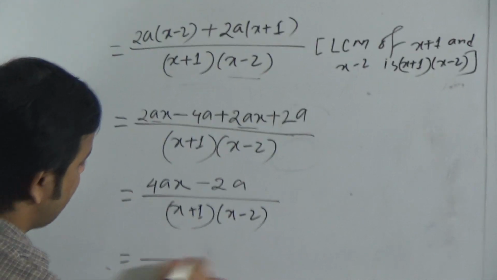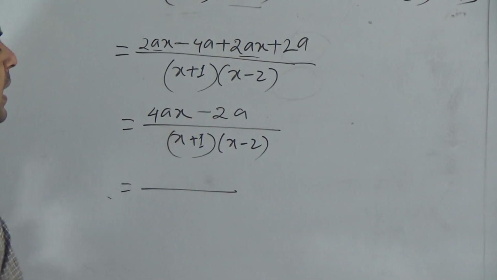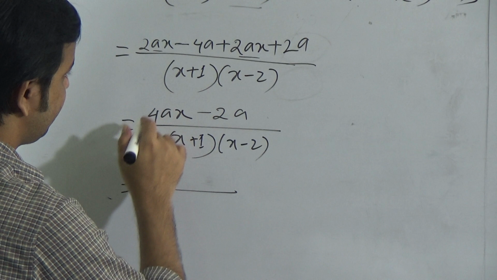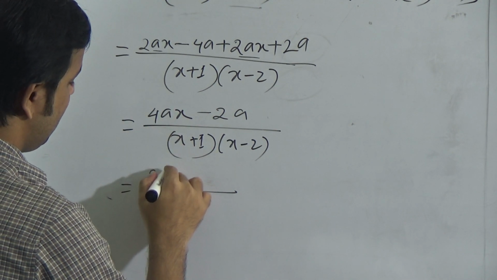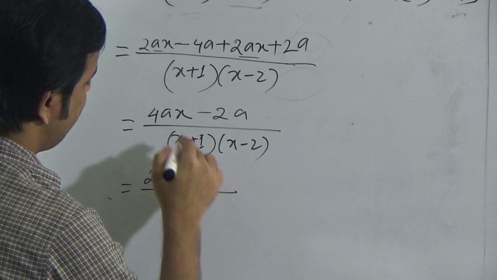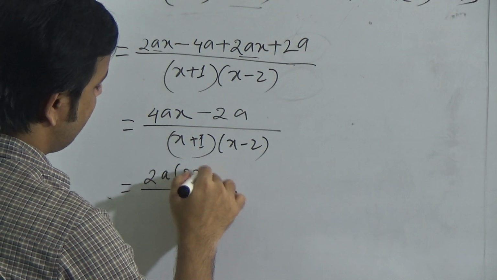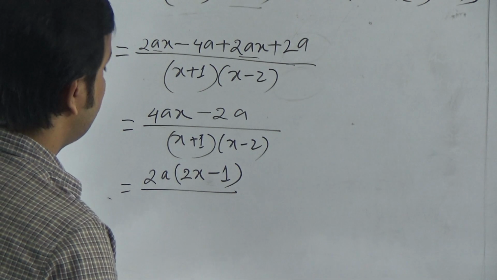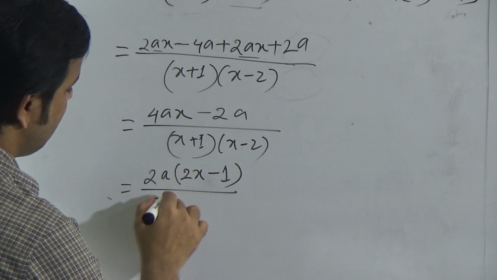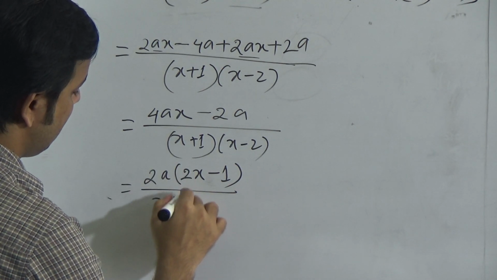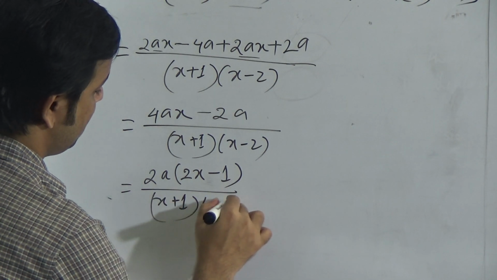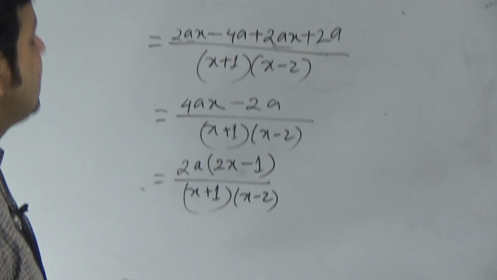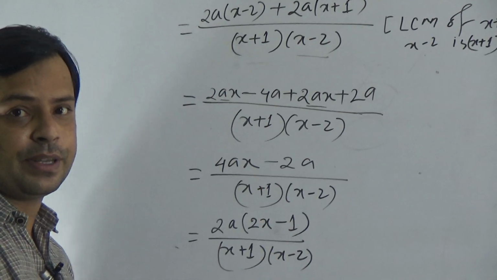Now we can take common 2a from the numerator. This means the last step, calculation. Take 2a as common, 2x will remain, and here 1 is remaining. So we can say x plus 1 into x minus 2. This is our required sum for the first question, question 13.